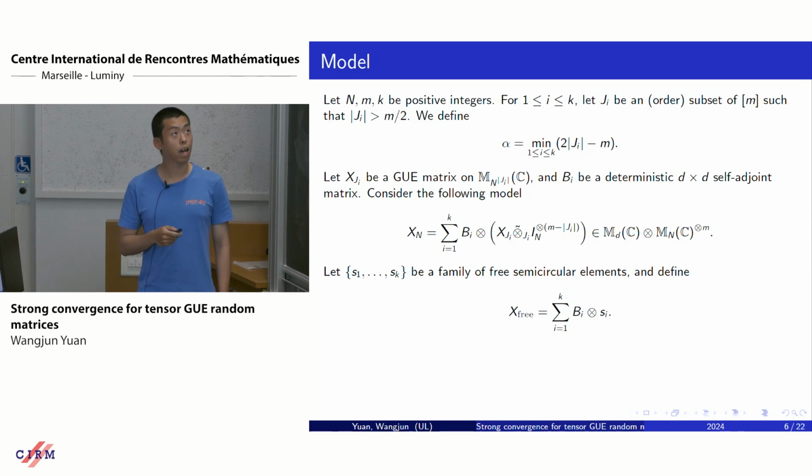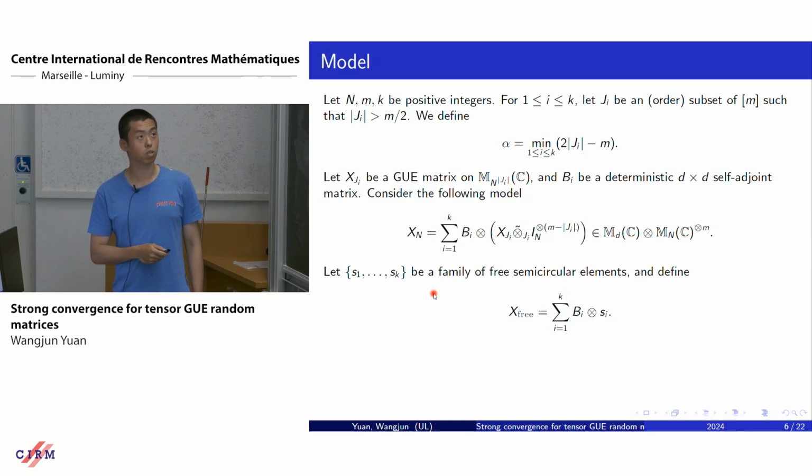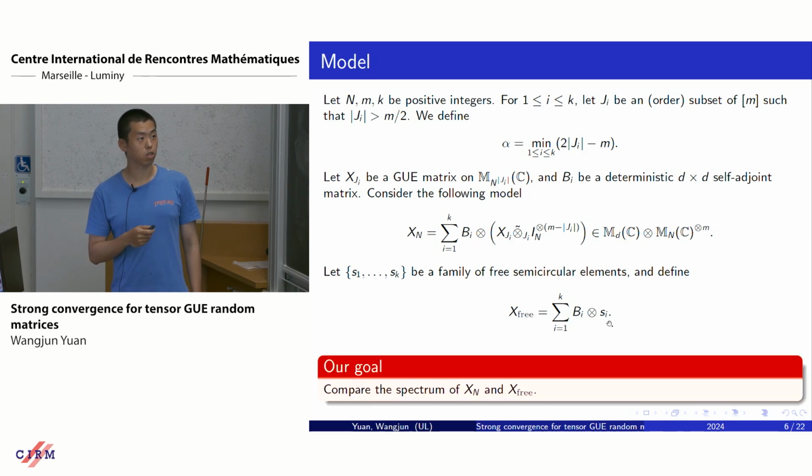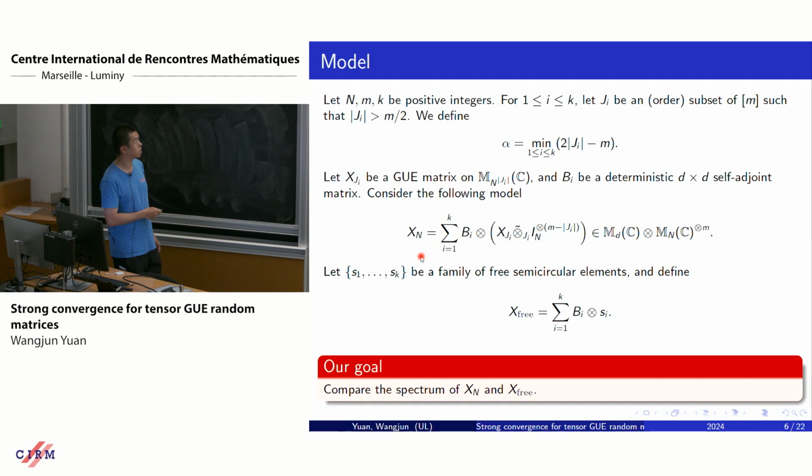Now for S1, S2 to Sk, which is a family of free semicircular elements, I define X_free to be the sum of Bi tensor Si. And our goal in this project is to compare the spectrum of Xn, given in this formula, with X_free. That is, I replace the big matrix in the bracket by the semicircular elements, and I want to compare the spectrum of these two.